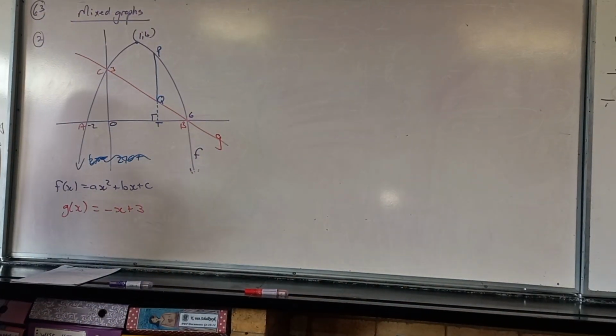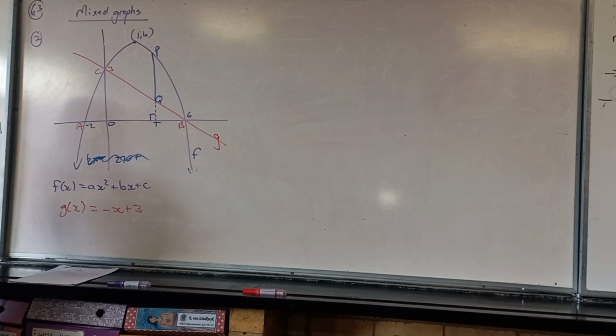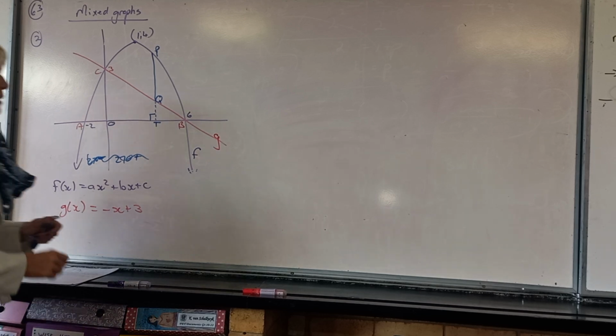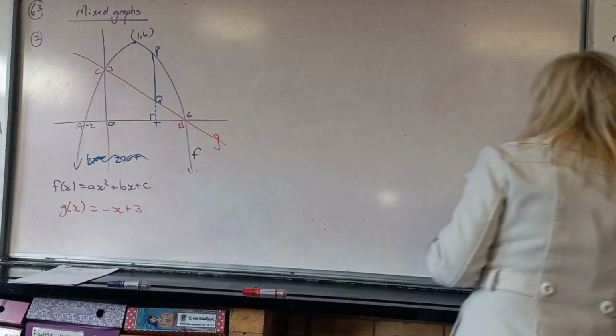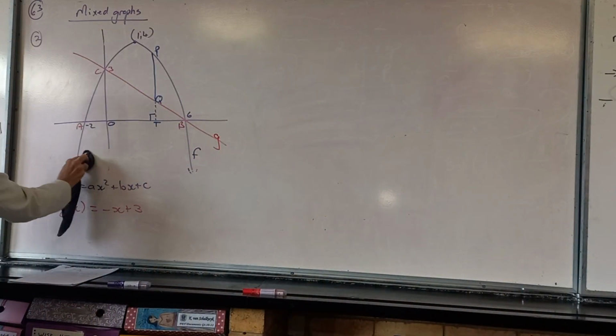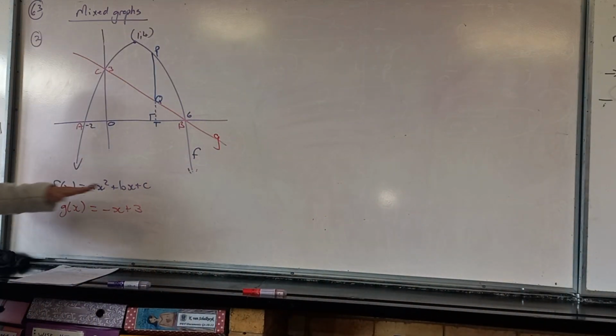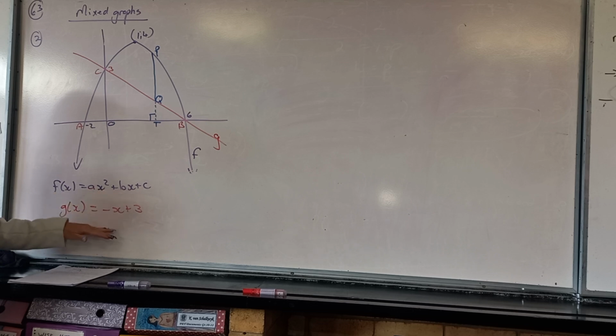Good. Now we're on the mixed graphs. So you have to go and try this for yourself. So we know that we've got a parabola as well as a straight line. They have given me the equations. No, I'm lying. They did not give me the equation of the parabola. So I'm guessing that's one of the first questions that they're going to ask.